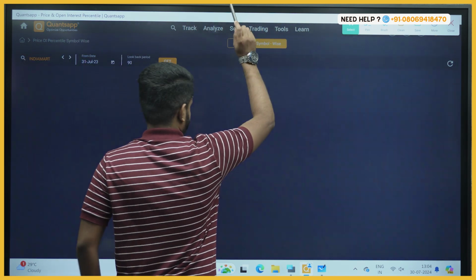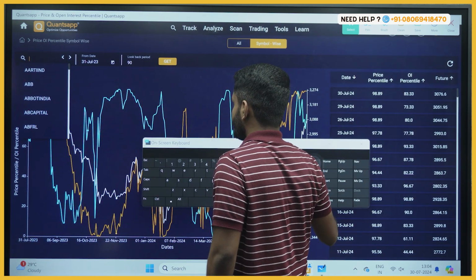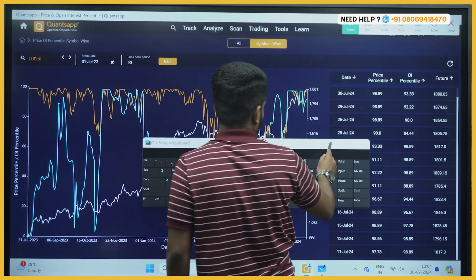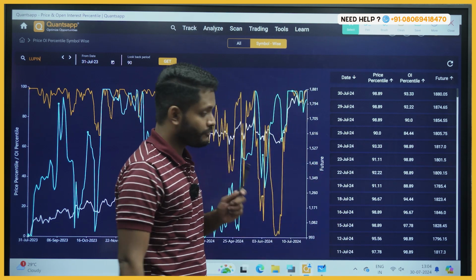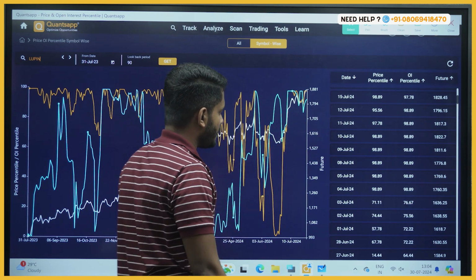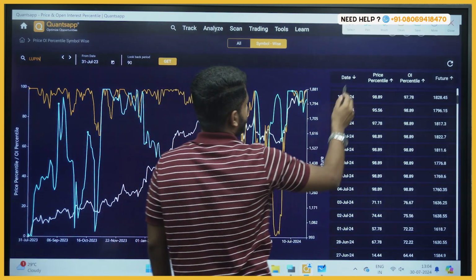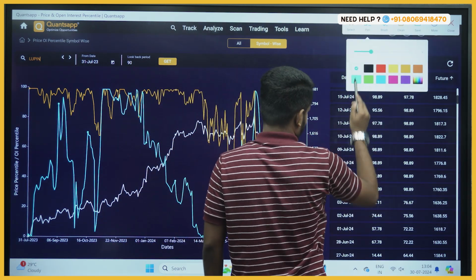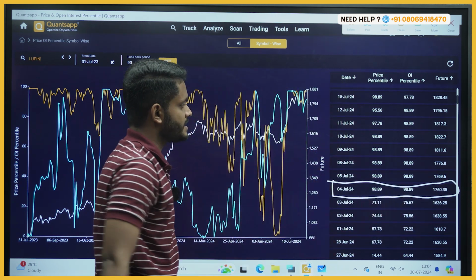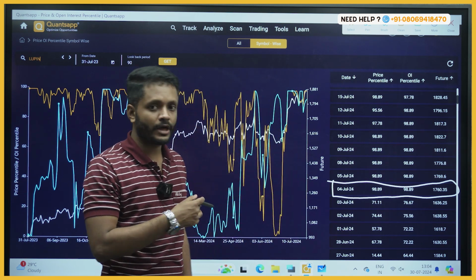Let me go to symbol wise. Let me type Lupin. Okay. So let's check this. When the price and OI first time got triggered at 1990, let me go and check out my condition. The first time it got triggered was 4th of July. That is somewhere I would say 20-25 days back. 4th July. See, the price was 1760.